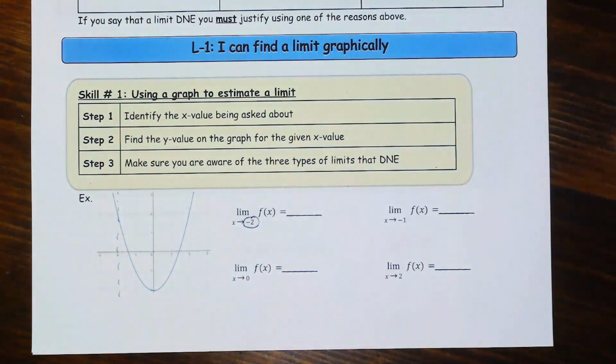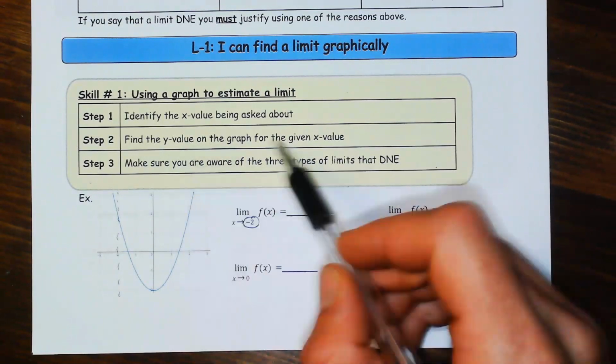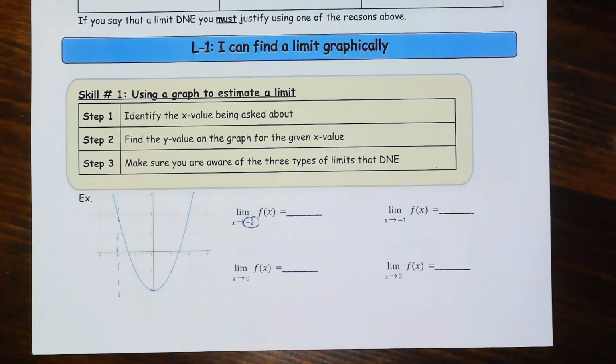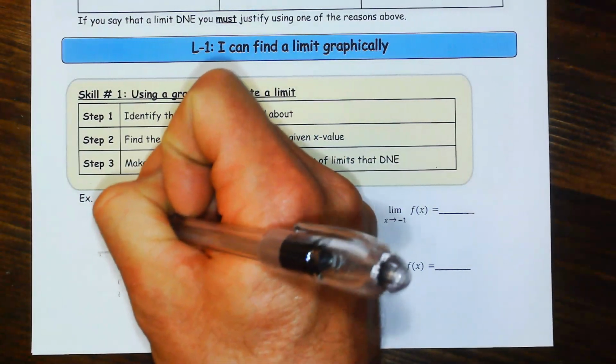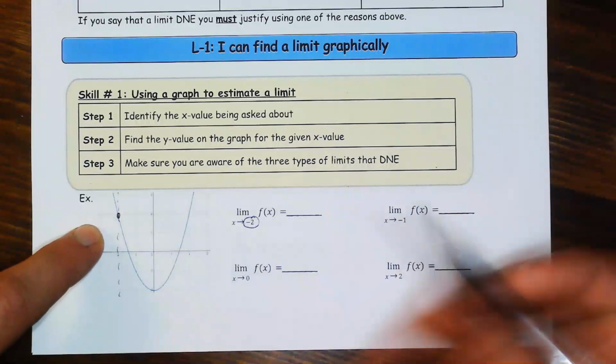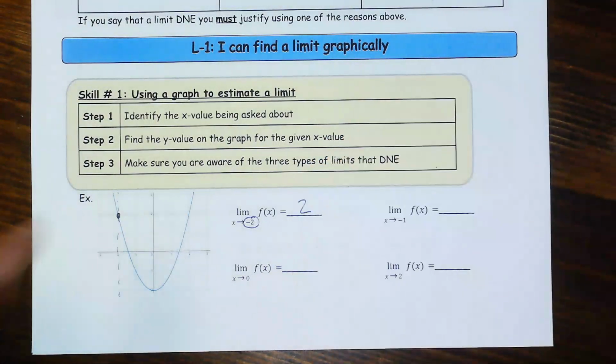And I'll only do this detail of stuff with the first one so you can see it. Find the value of Y on the graph for the given X value. So where my X value and my graph intersect is right there, and that is a Y value of 2.